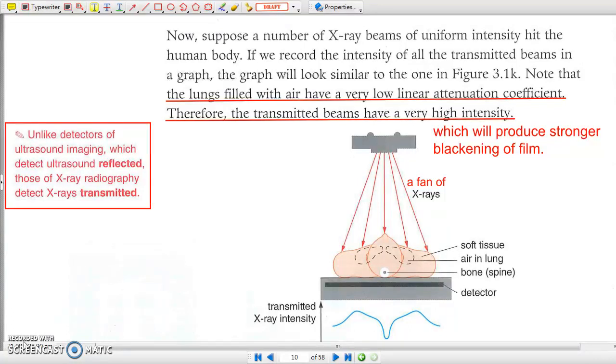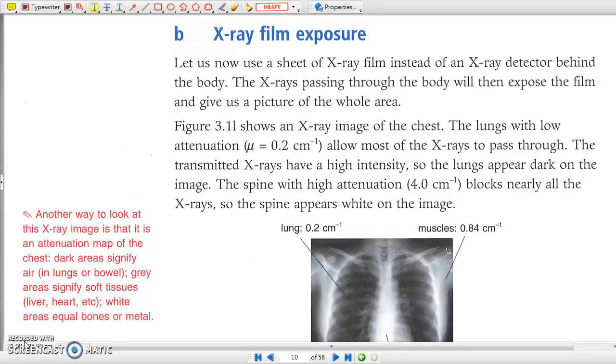Note also that we are detecting the transmitted X-ray, while for ultrasound imaging, the transducer detects the reflected ultrasound, but not the transmitted one. B. X-ray film exposure. Photographic film is often used as a detector for X-rays, as it is cheap and handy. The transmitted X-ray exposes the film. The area behind the lungs is exposed and hence blackened. The areas behind the bones are, on the other hand, least exposed, and so eventually appear white.